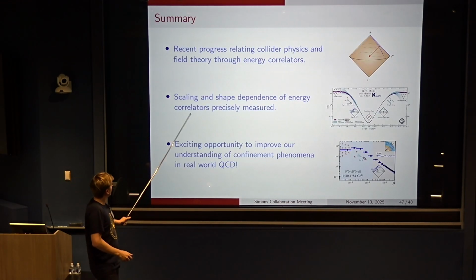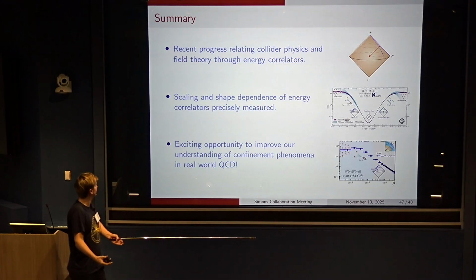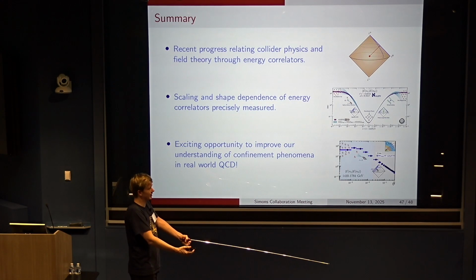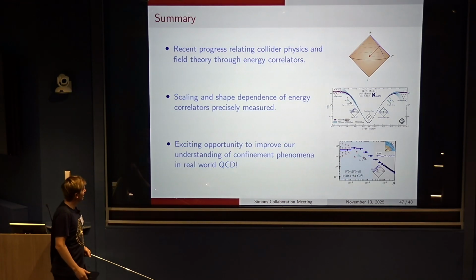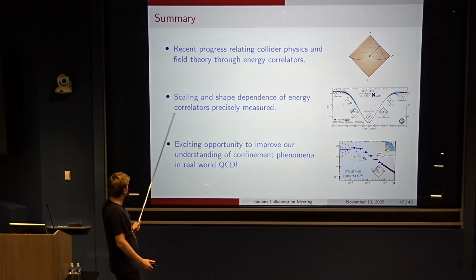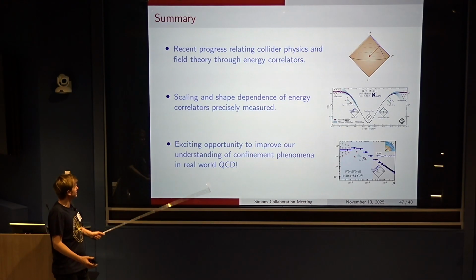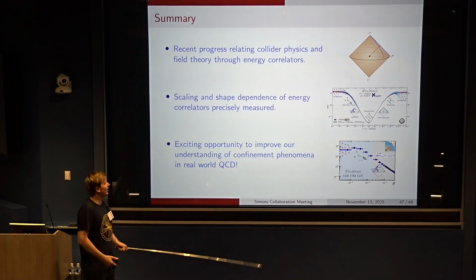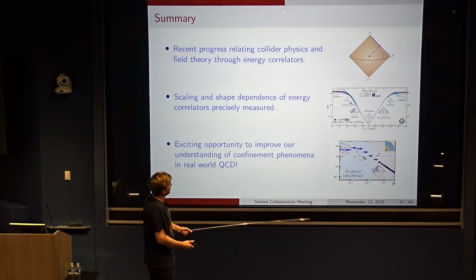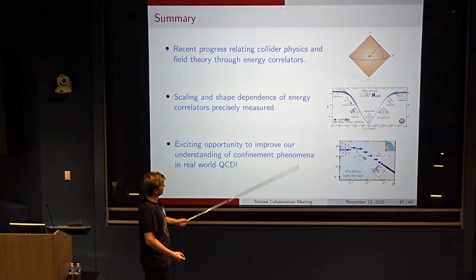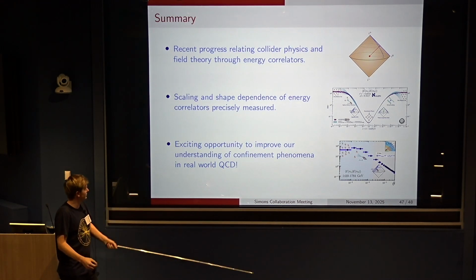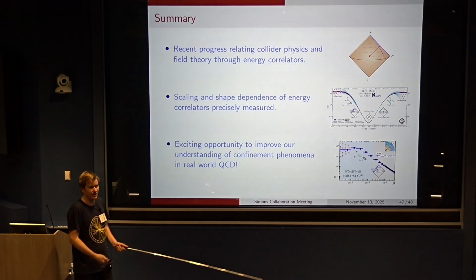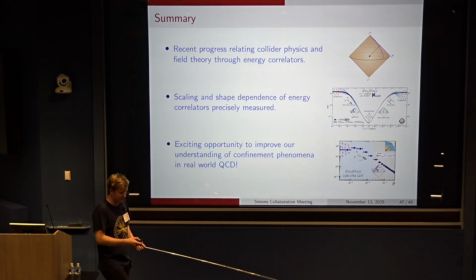And so just to conclude, there's been a lot of recent progress in relating collider physics and field theory through these energy detectors. And so this really provides a very sharp connection between the underlying field theory and what you can measure experimentally. And so because of this, there's been a lot of experimental work where you've really been able to measure the scaling and shape dependence of these energy correlators very precisely. And we now have these beautiful maps of the dynamics of QCD, where in some regions we don't understand, but we understand a whole bunch of limits. And so this really gives us a very nice view into confining dynamics. And I think this is really an exciting opportunity to improve our understanding of the confinement phenomena in real-world QCD using advances in field theory.